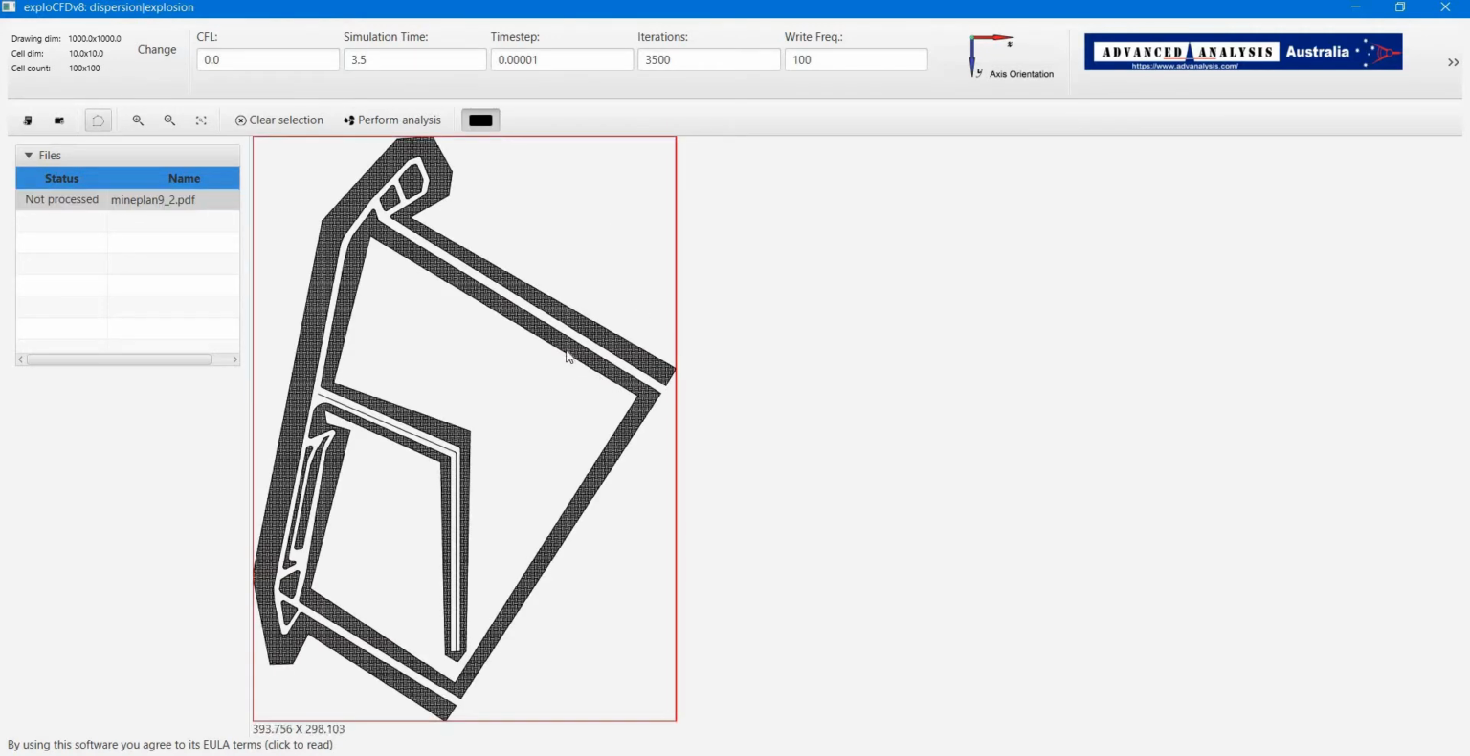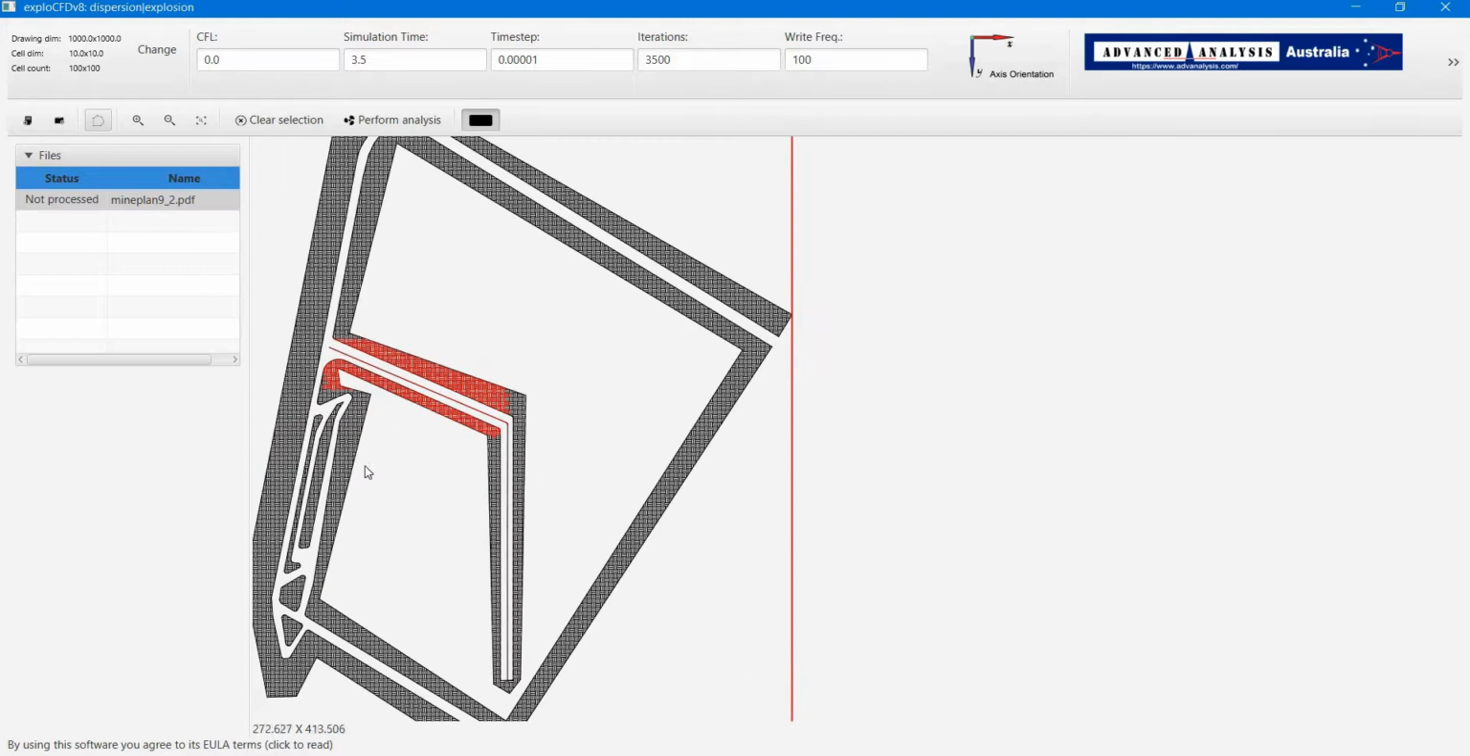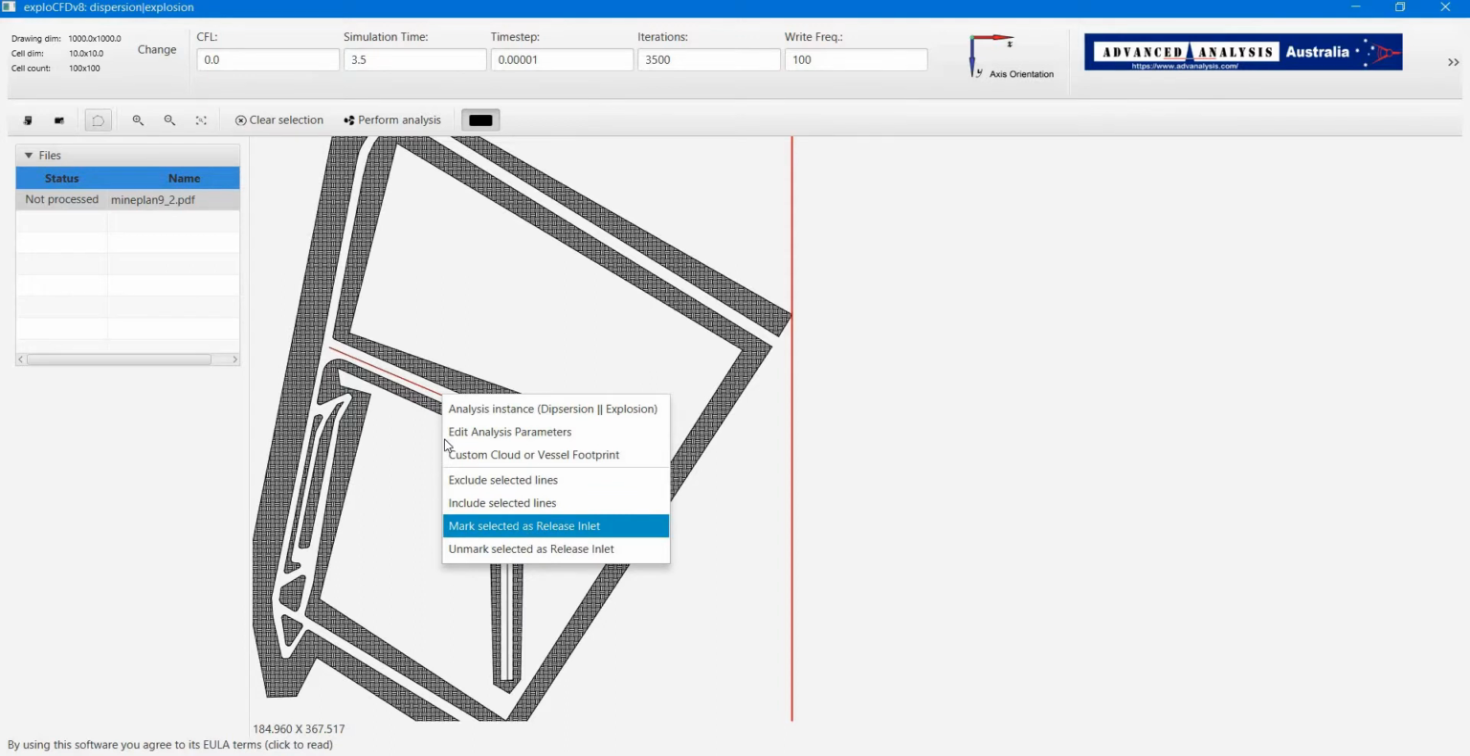I've loaded the mine shaft plan, and so the idea here is that within this shaft there is a release that takes place due to the failure of the ventilation system in this region. So I'm going to go ahead and start to model it. I'll just pick out these regions here. Of course, I don't want the hatched area. I just want that line in the middle. That represents the surface of the shaft that is releasing the methane. And so I'm going to assign it as a release inlet.